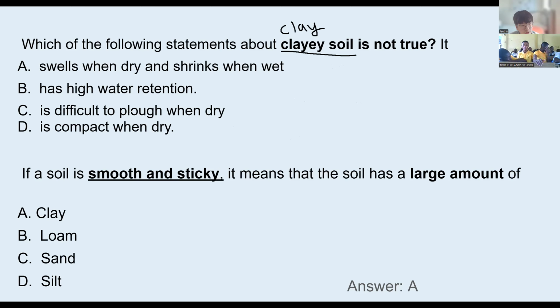If maybe you said C or D, remember that you have to read the options well, because we need to choose what is not true about clay soil. If you said maybe C, it's difficult to plow when dry, that would be correct, right? So it is not the answer. It is difficult to plow when dry, because clay dries out really easily. That's one of the properties of clay soil. So it is not C.